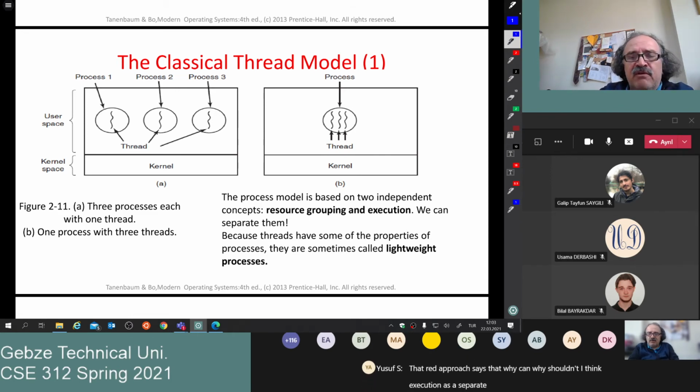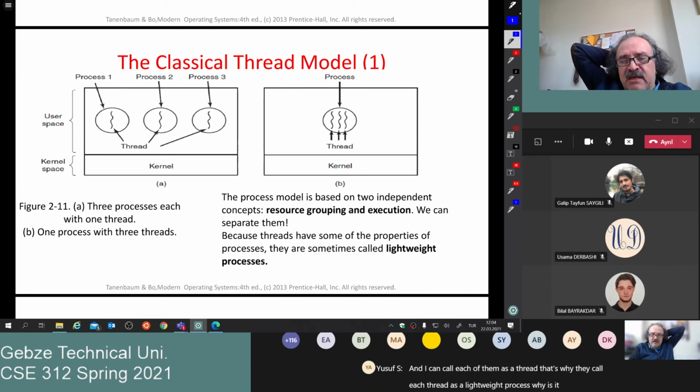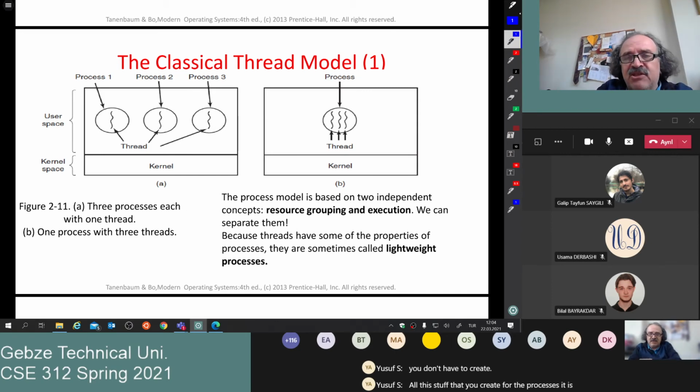That's why they call each thread a lightweight process. Why is it lightweight? Because when you make a new thread, you don't have to create all the stuff that you create for processes. It is because many things are shared by the threads, such as the address space, which is the most important one. The address space is shared, the open files are shared, network connections are shared, signals, alarms, they are all shared. So many things are shared. That's why they are lightweight.